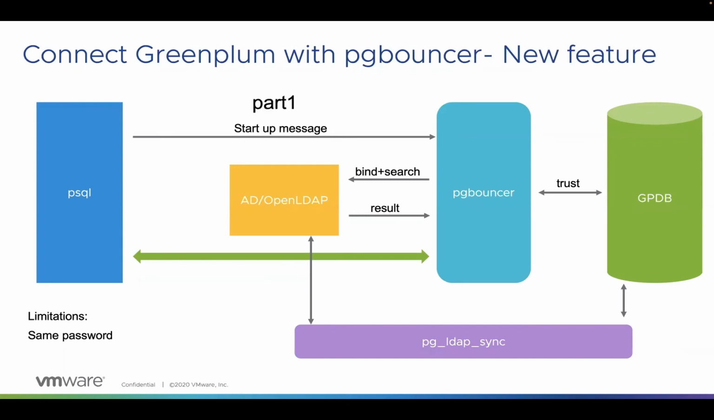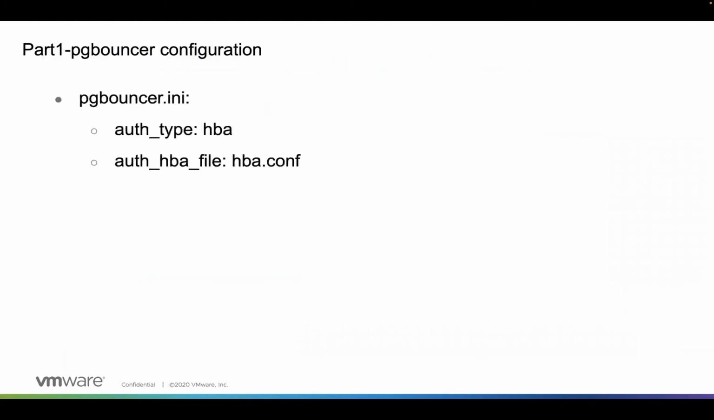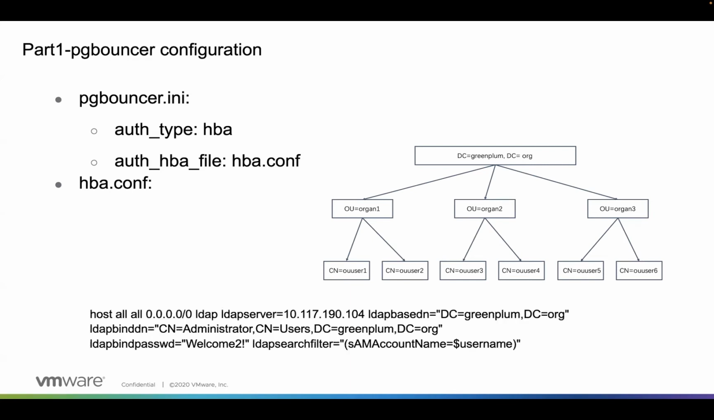In order to use LDAP authentication, you need to configure two parts. The first part is in PgBouncer. You need to configure the pgbouncer.ini file, which is the main configuration file of PgBouncer. You need to set the auth type to HBA, specify the auth HBA file name, and also specify the content of the HBA file. Here is the organization tree that we have created before. In order to log in as a leaf node, we have to set the conf like this.